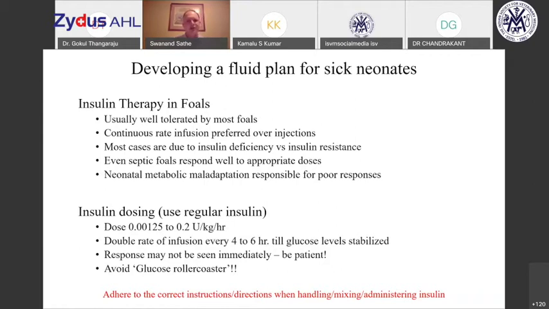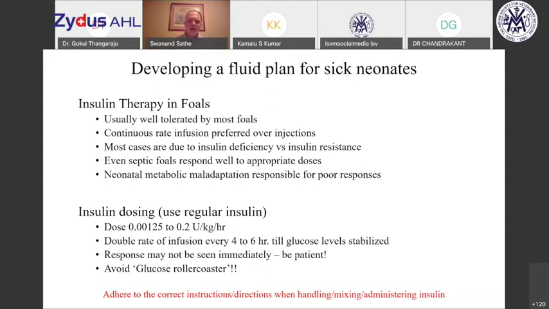We use regular insulin. We do not use the long-acting Lente insulin. The dose can vary. Dose usually starts from 0.00125 to 0.2 units per kilogram per hour. So we start usually at a lower dose. And again, you need to keep on monitoring the blood glucose in these animals. If you're seeing that your therapy is not working, you need to double the rate of infusion every 4 to 6 hours until the glucose levels stabilize, right?